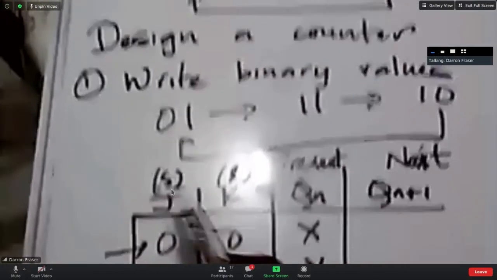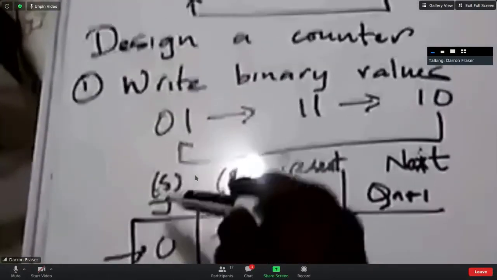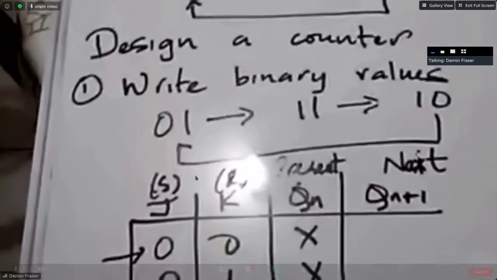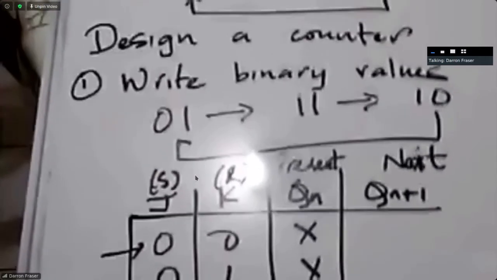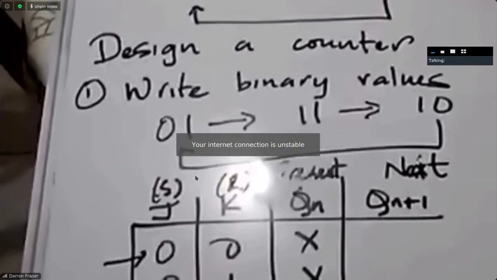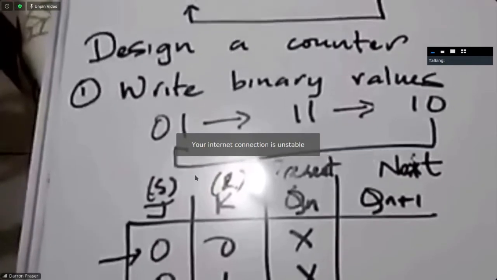All right. So the JK is a version of the set reset flip flop. And what we know about the set reset flip flop when the set is 1. What does set mean, by the way? All right, let's take it from there.